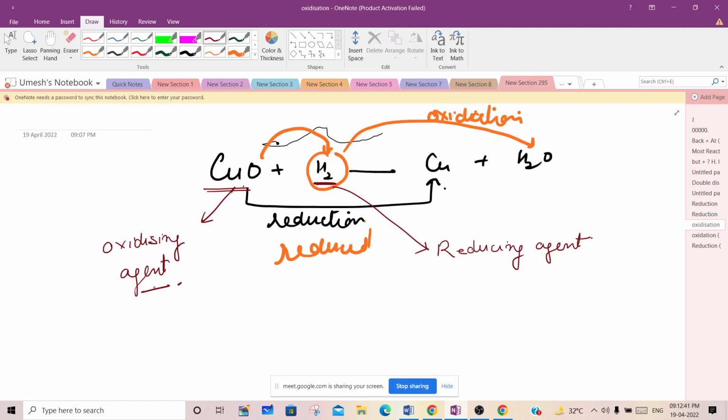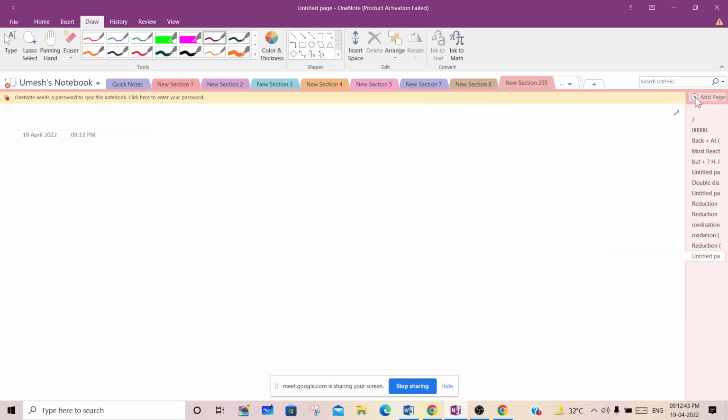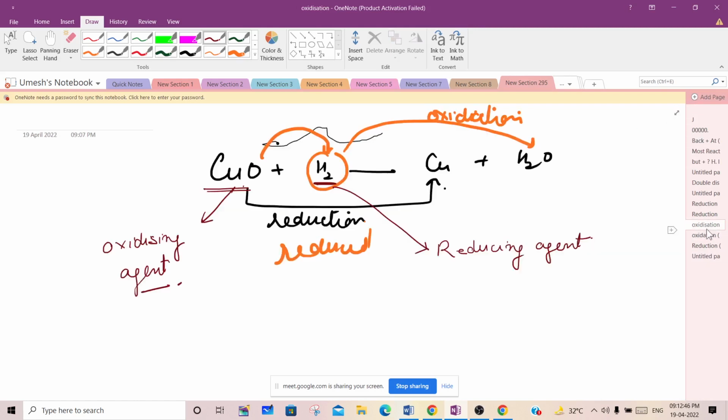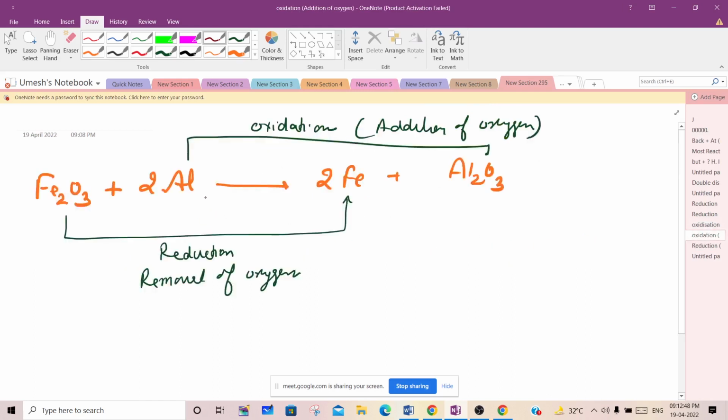Yes, sir. And in this equation, can you tell me what is aluminum here? Oxidizing agent or a reducing agent? Reducing agent. Vedant will tell me what is this Fe2O3, oxidizing agent or a reducing agent? Sir, oxidizing agent.